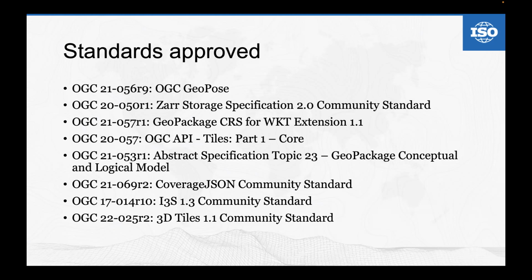We have a new abstract specification topic. Those are our conceptual fundamental models. We've taken the GeoPackage standard and detached it from the mandatory encoding of using SQLite. So we now have a conceptual model for GeoPackage. CoverageJSON coming in for the community standard is another way to represent coverage data, and a handful of others.